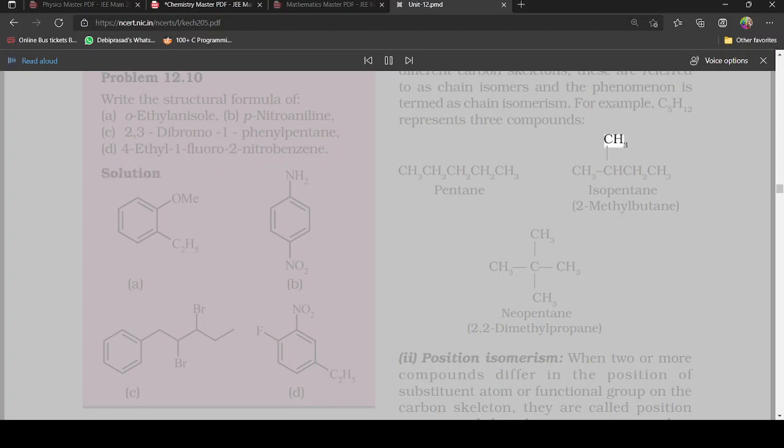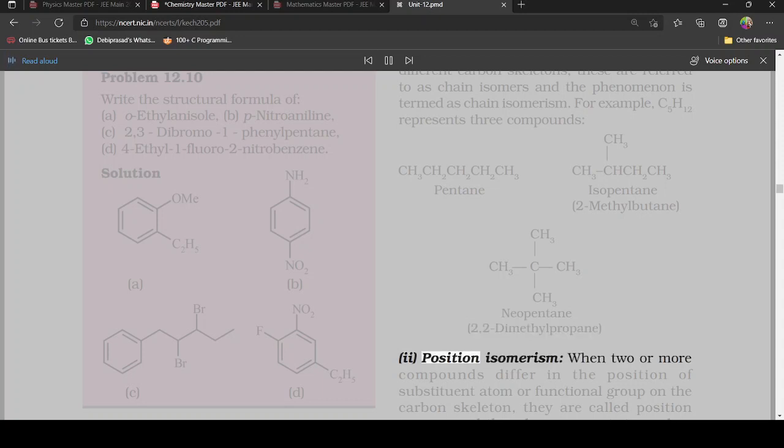CH3CH2CH2CH2CH3 pentane; CH3CHCH2CH3 with CH3, isopentane or 2-methylbutane; CH3C(CH3)CH3 with CH3, neopentane or 2,2-dimethylpropane.